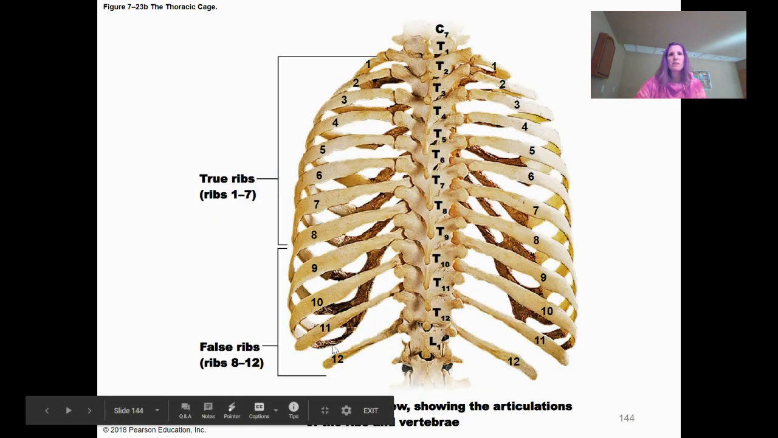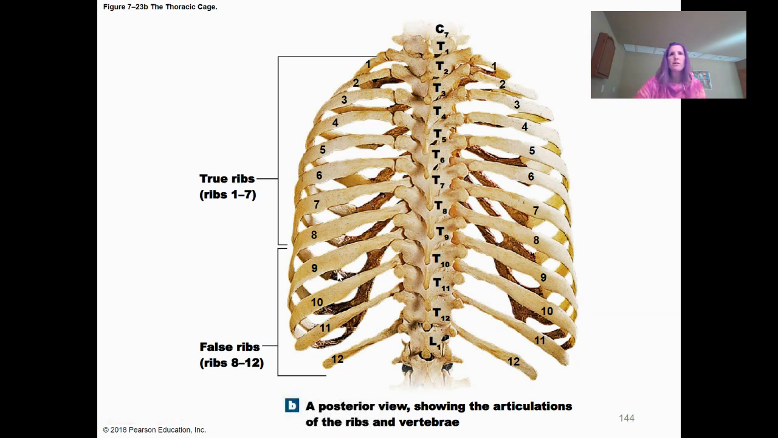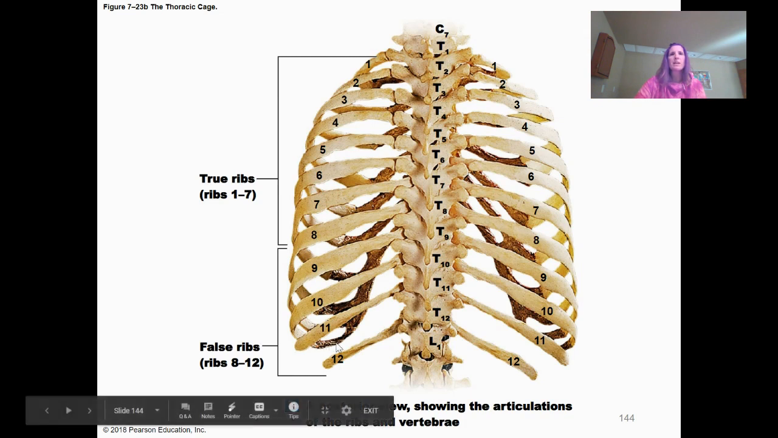This allows you to see a little bit different view. You can see from 8, that's a little bit harder, but you can see it's not directly. It's merging with the cartilage, 8, 9, and 10.